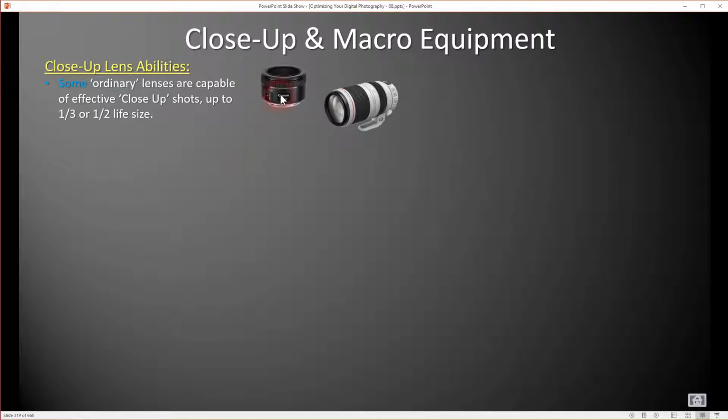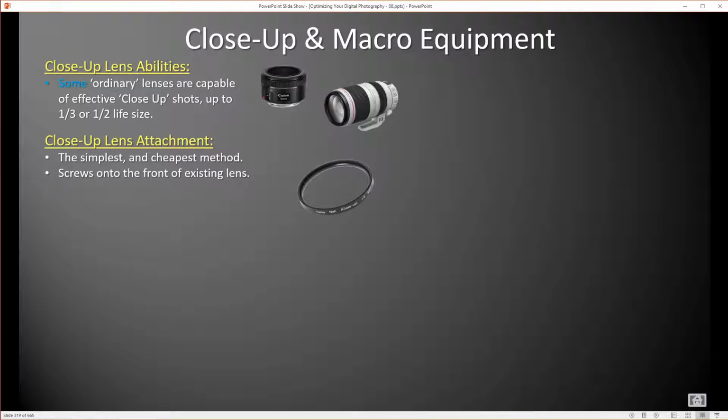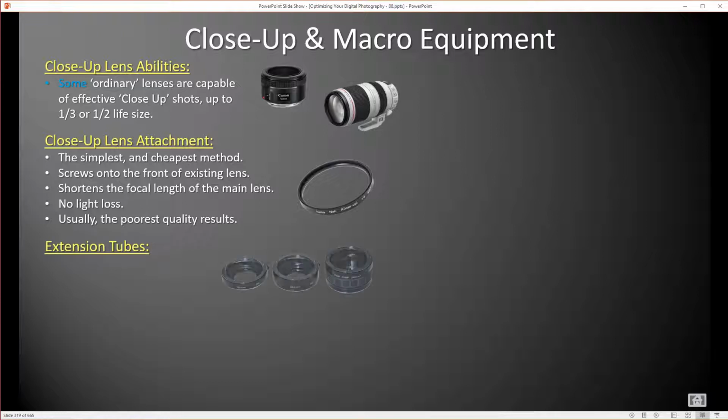Even some ordinary lenses, the standard lens or even some zooms, can actually get up to a third to a half life size images. We can attach a kind of filter, but it's a close-up lens, to an ordinary lens and arrive at a closer up image. This is the simplest and cheapest method. It probably doesn't give you the best results, but they can be quite effective. It screws onto the filter thread of your lens and effectively shortens the focal length of the main lens. There's no light loss when you use these. It gives you probably the poorest results unless you stop the lens right down.